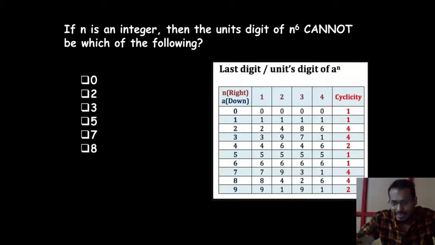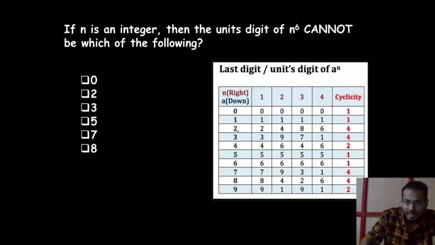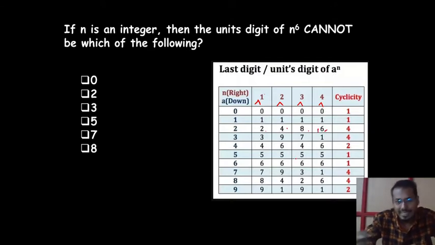Listen to the cyclicity. I will start from the 2 table because 0 and 1 are the same. 2 power 1 is 2, 2 power 2 is 4, 2 power 3 is 8, 2 power 4 is 16, the unit digit is 6. Then 2 power 5 is 32, again it ends with 2. Then 2 power 6 is 64, it ends with 4.